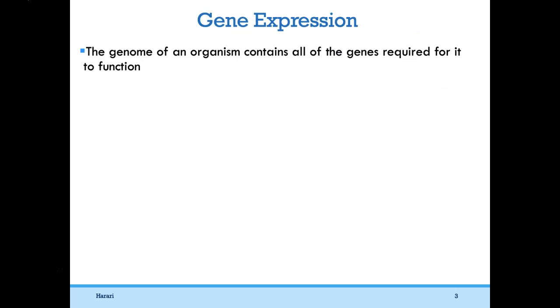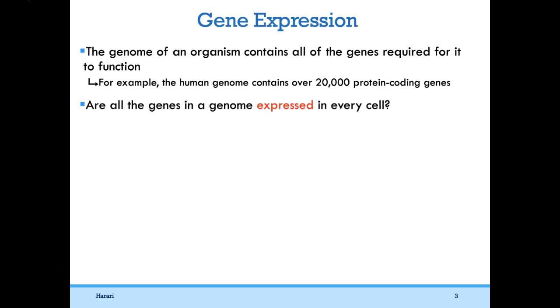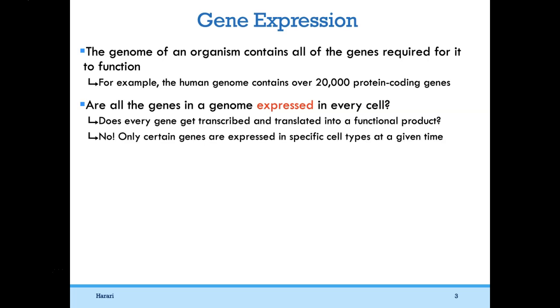So just to reintroduce this, we said the genome of an organism has all of the genes required for it to function. And there are about 20 to 30,000 protein coding genes in the human genome. So are all the genes in a genome expressed in every cell? We said no. Not every gene gets transcribed and translated into a functional product. Only certain genes are expressed in specific cell types at a given time.